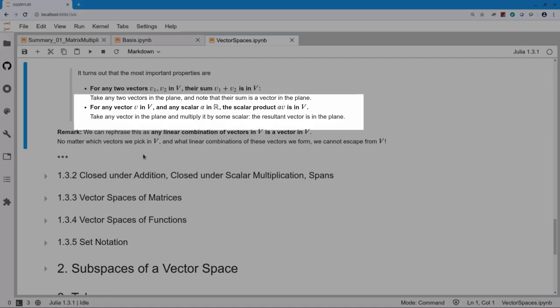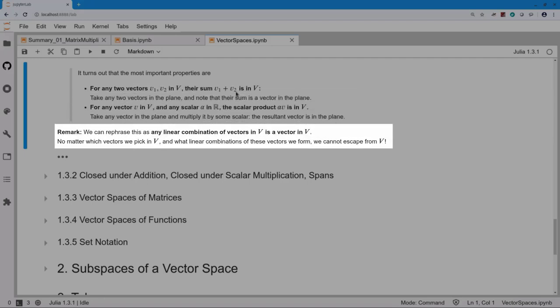I can rephrase all of this. I can say that these two rules then add up to the following: if I form any linear combination of vectors inside my vector space, the result is a vector inside of my vector space. So no matter what vectors I pick, no matter what linear combination of these vectors I form, I can't escape from my vector space. I'm always going to be inside V. Or for the example of the plane, if I take any vectors in the plane and form all possible linear combinations of vectors in the plane, I'm not going to get out of that plane. I'm going to stay in that plane.